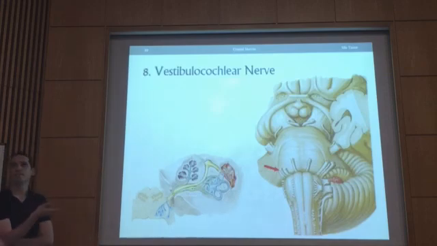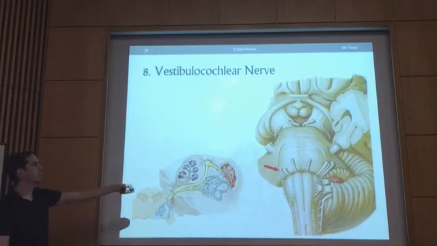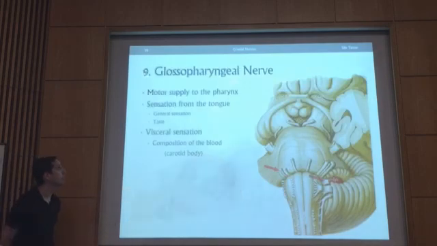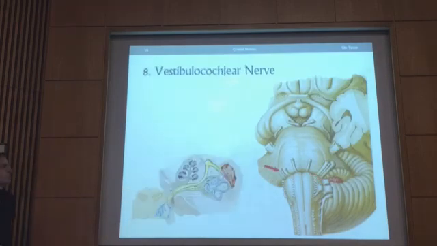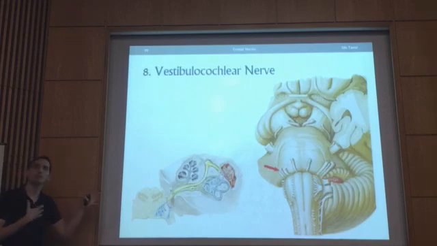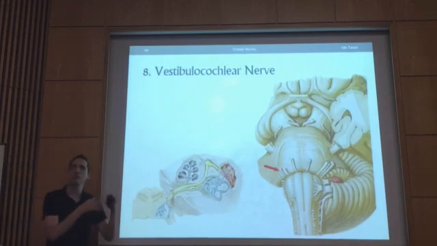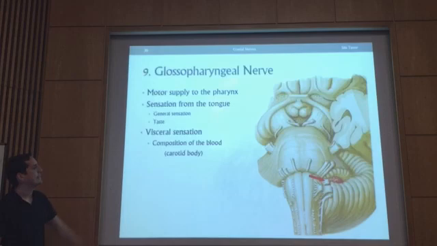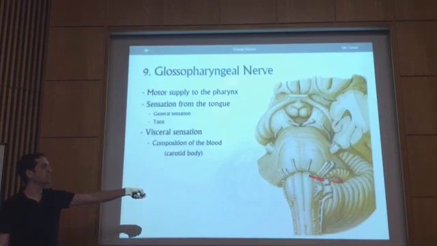The eighth cranial nerve is the vestibulocochlear nerve, the one in here that has vestibular and cochlear functions. It brings information from the ear about the vestibular system and about hearing.